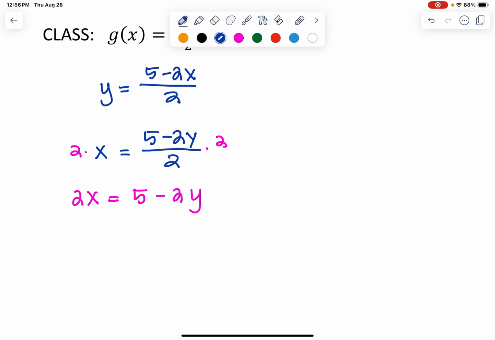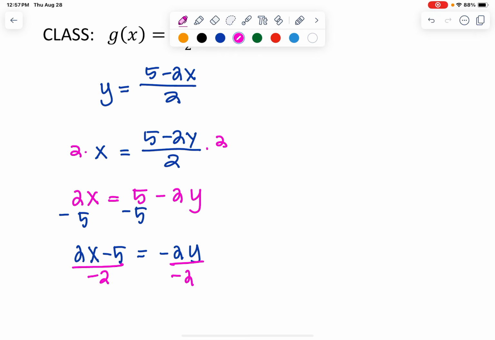I'm going to subtract 5 from both sides. So I have 2x minus 5 is equal to negative 2y. And then I'm going to divide both sides by negative 2. So we have y equals, so I got my y by itself now, but I'm going to write my answer in function notation. So instead of writing y equals, I'm going to write g inverse of x equals 2x minus 5 over, and then remember, we do not like negatives in our denominator, so I'm going to put it in front, negative 2. Okay? So there is your inverse.